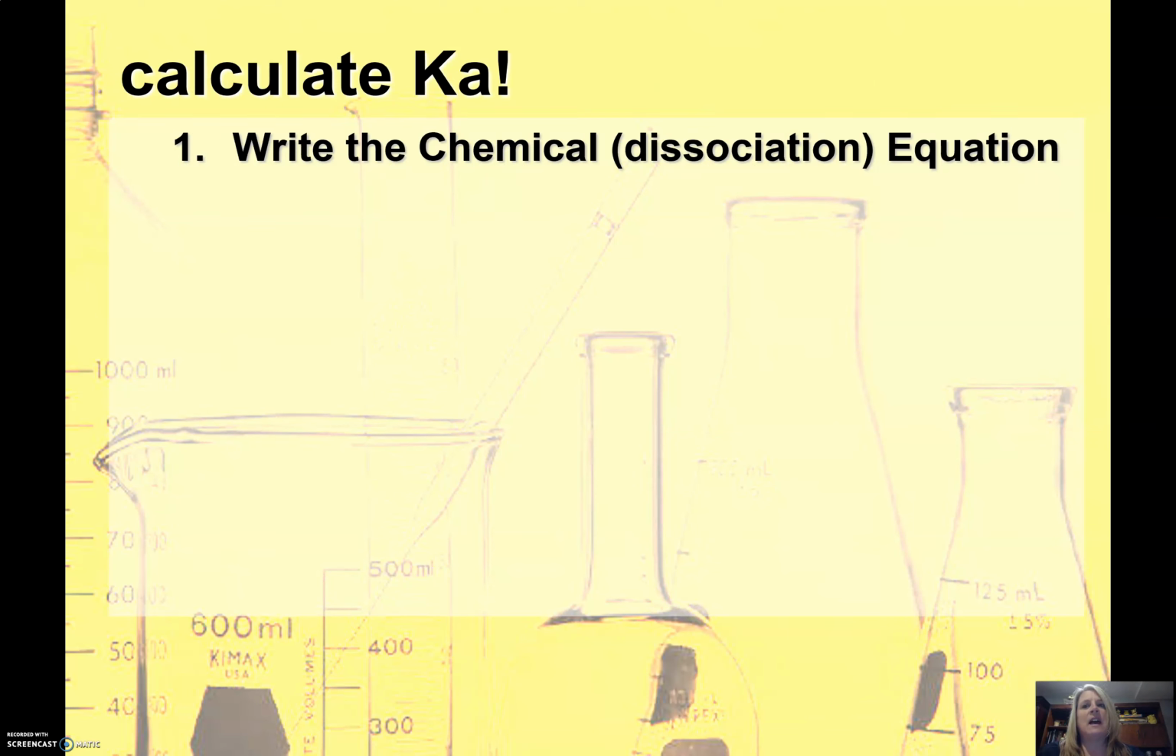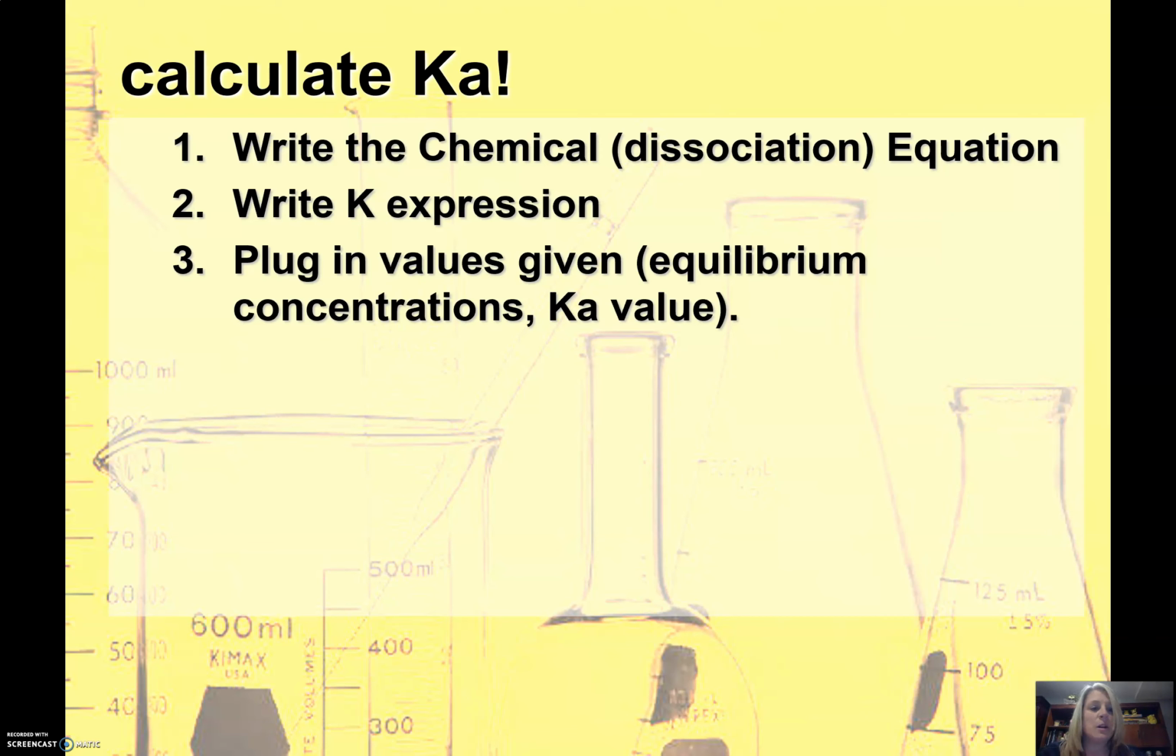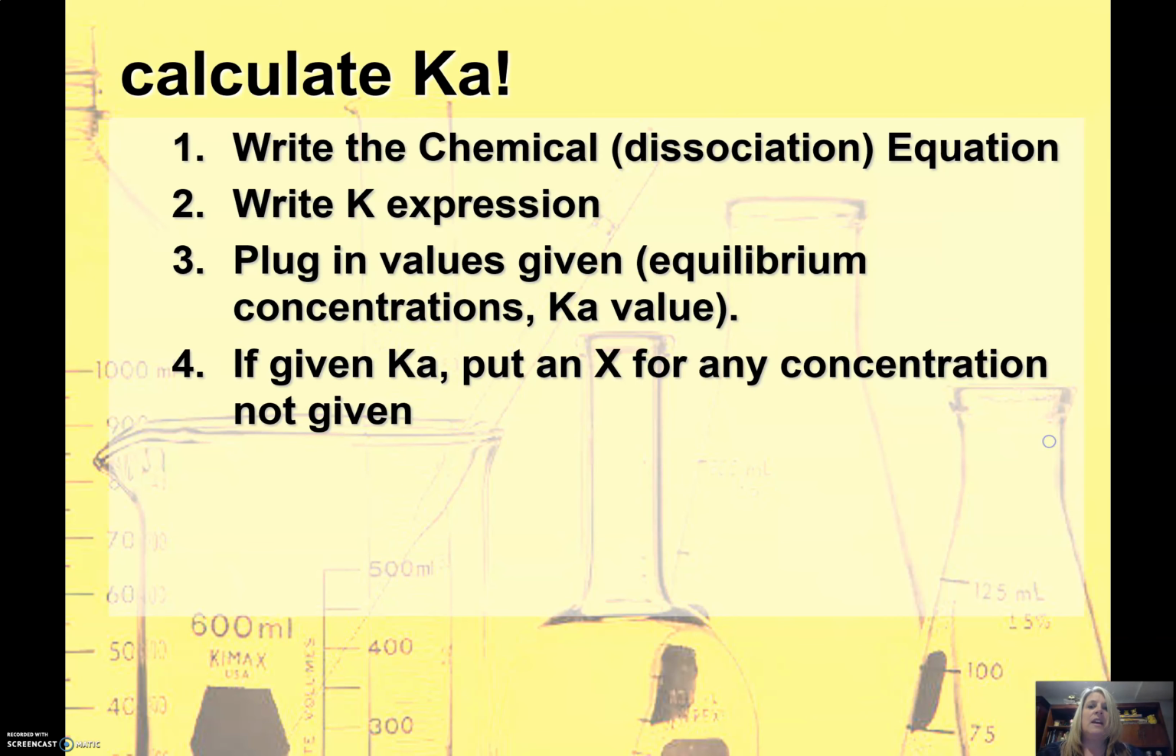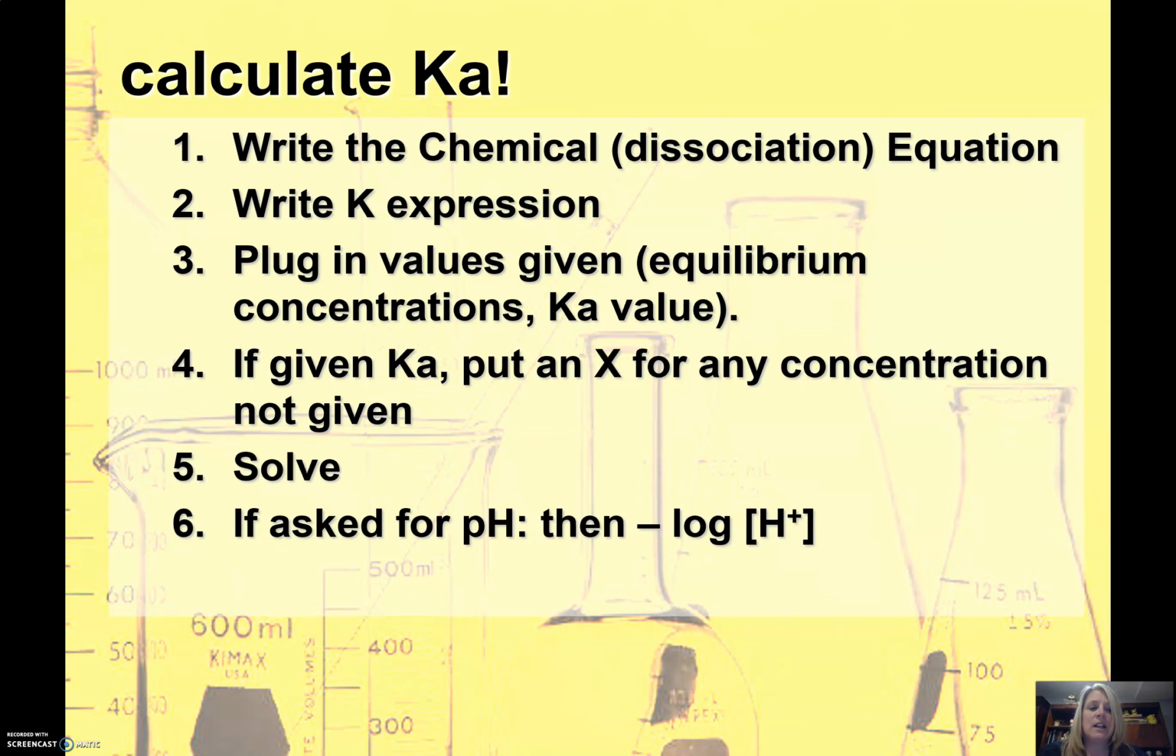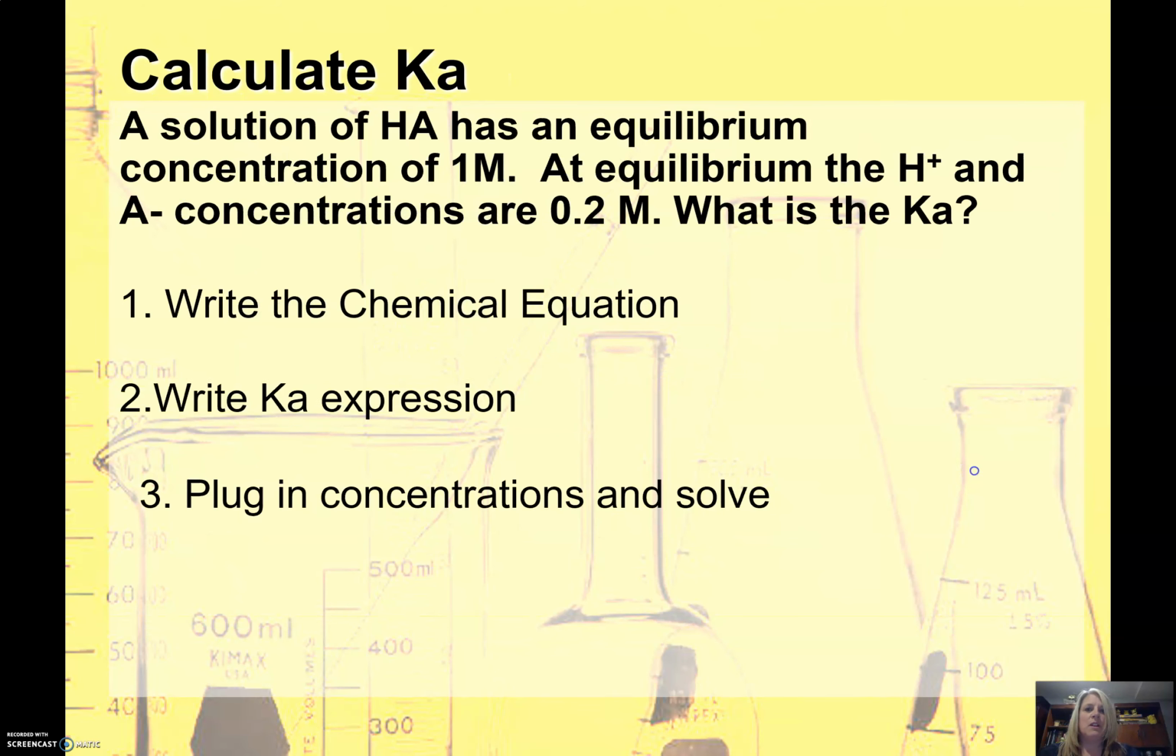All right, so let's calculate Ka. The first thing you're going to have to do is write the equation. For KEQ, I gave you the equation. Now you're going to have to write it. Second step is you're going to write the K expression, our Ka expression, from that equation. Then you're just going to plug in the values that are given. And if there is something you're not given, you're going to put an X in it. And then you're just going to do the algebra. Sometimes you're going to get a question that also asks for the pH. When you are solving for hydrogen ion concentration in some of these problems, that's what you do the negative log of to get the pH. So we'll do one of those as well.